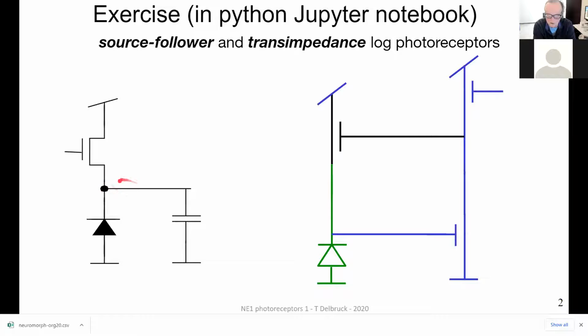So the time constant of this node is really simple. I'll write it here, if I can annotate.